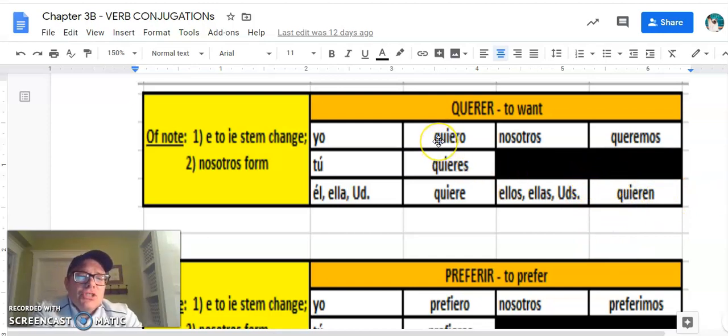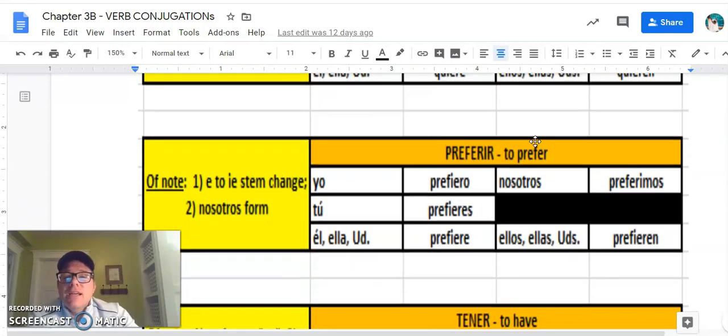Now, the stem change occurs here, here, here, and here, but not here. If you remember, that was the whole idea of the boot, okay? Our book does not talk about the boot configuration, but whether or not you like the boot idea, basically there is a quote-unquote boot shape of all the things that stem change. Utilize that to help yourself remember which ones stem change, or just simply remember that nosotros does not stem change. That is often the case as you go through your Spanish career, that everything will change but the nosotros conjugation. So let us continue.